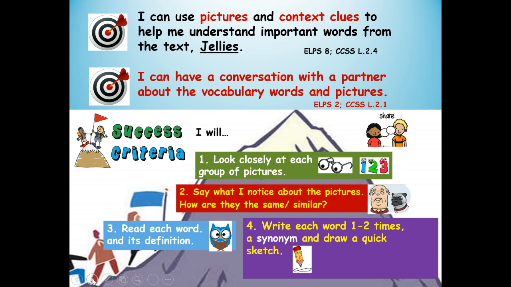So you're going to write the word. You are going to write it either 1 or 2 times, and then you're going to write the synonym or a short definition, and then draw a quick sketch or picture to help you remember the word.